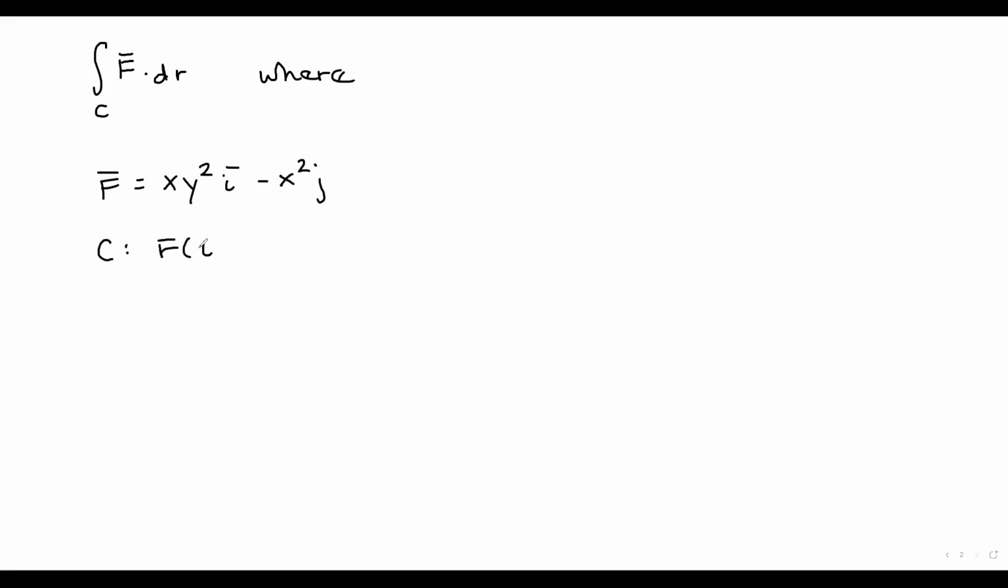All right, so suppose we're asked to evaluate the line integral of F dot dr, where F equals xy squared i minus x squared j. They tell you that C is defined by the vector function r of t equals t cubed i plus t squared j, and t varies from 0 to 1.